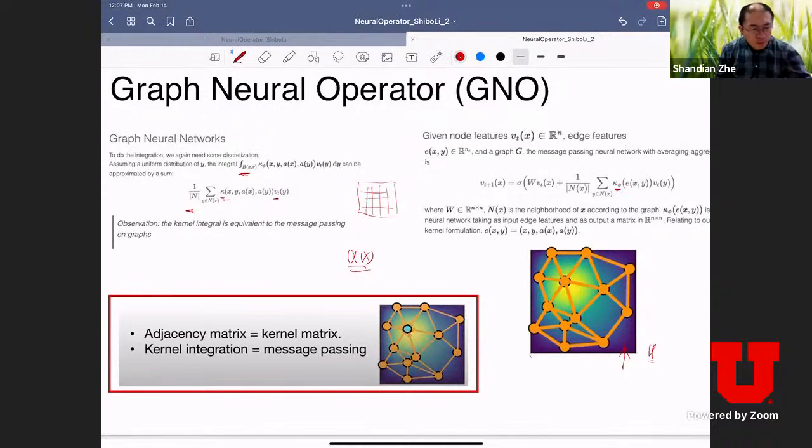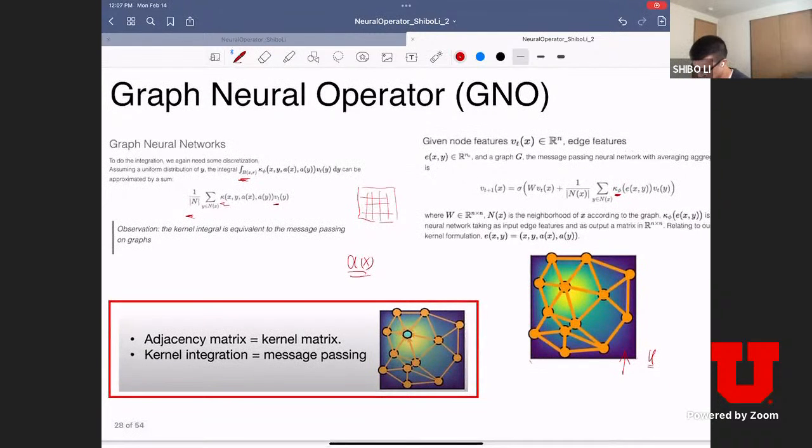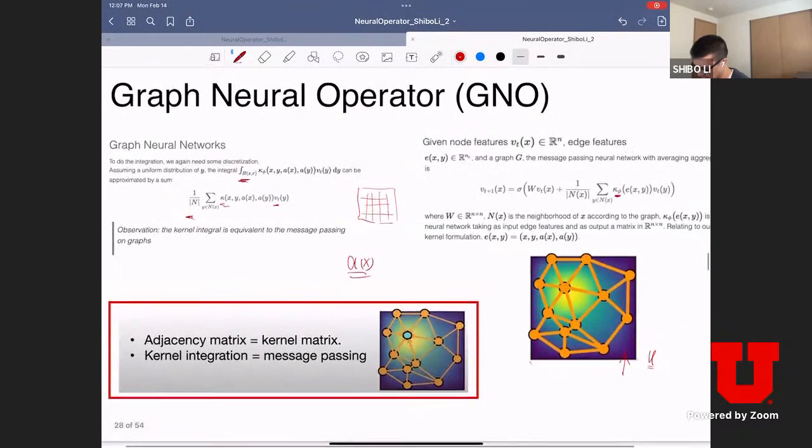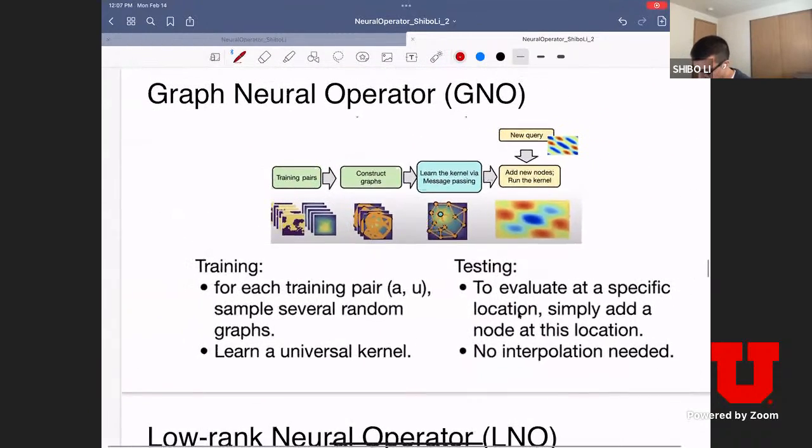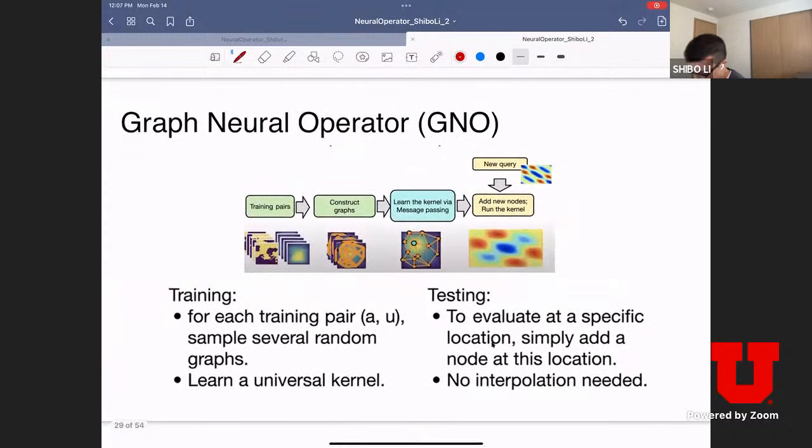Okay. So this is the pipeline of the GNO. This is your input function, and this is your solution function, and then you construct the graph by subsampling the function space, and then you learn a graph neural network by message passing.